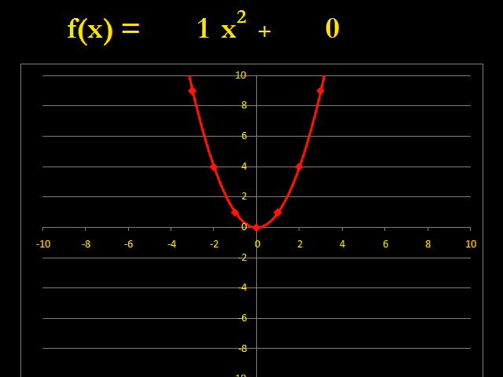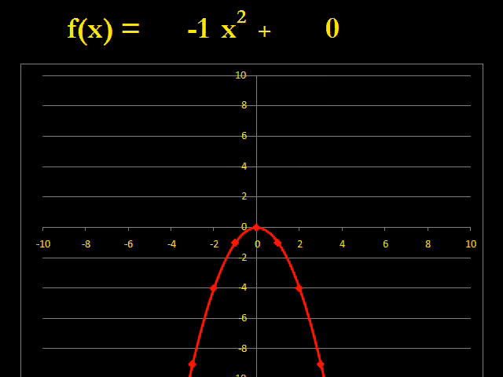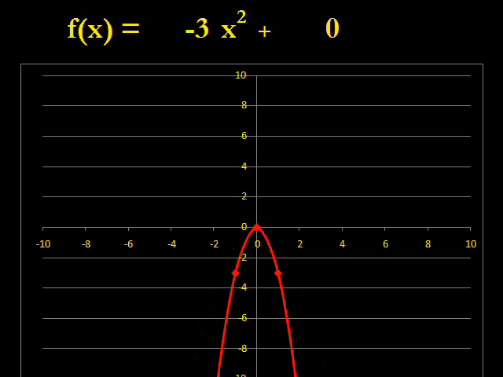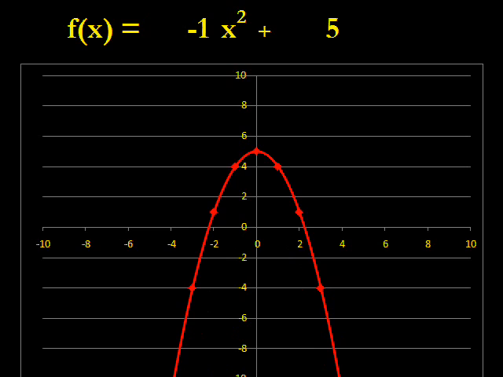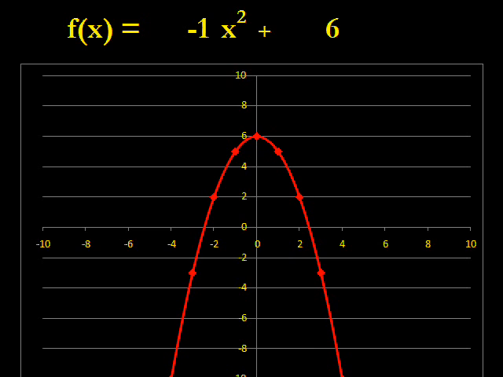And then let's say we wanted to flip it. To flip it, we just go to a negative. So -1 and -3. Let's say at -1 and then move it up and down. So let's go to 5, 6. So those are some simple transformations and manipulations of a graph.